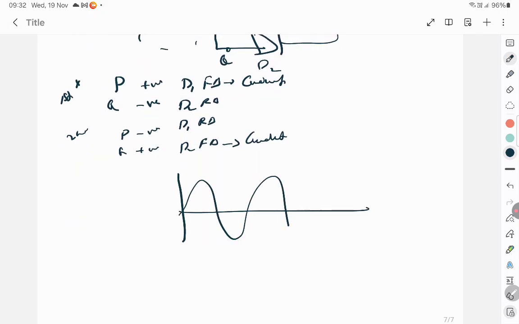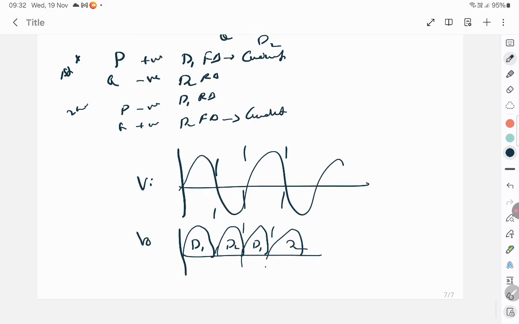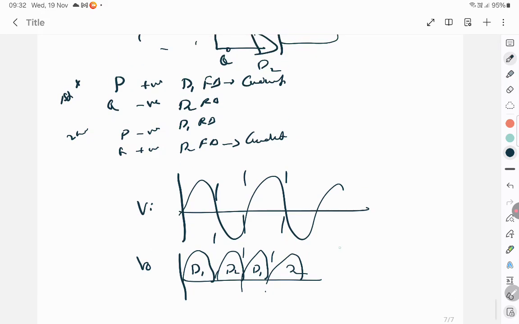So this is going to be the input voltage. The output voltage is: D1 is conducting, or D2 is conducting, or D1 is conducting, or D2 is conducting. Can you see? So either way it's a fully rectified output. It's a completely fully rectified output. So this is the V input and V output for the full wave rectifier.